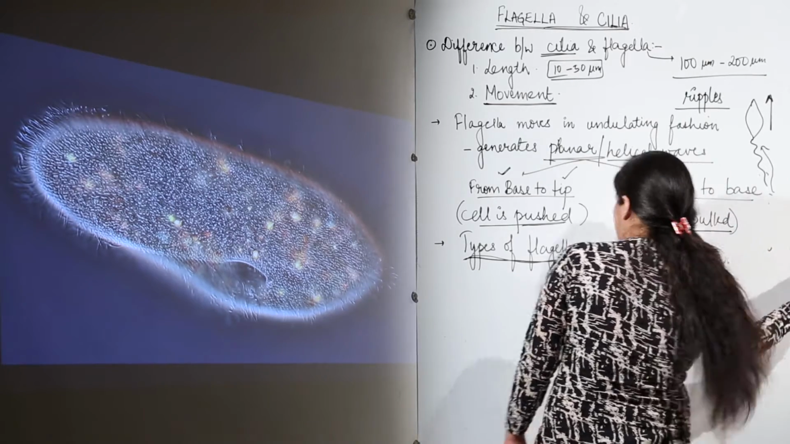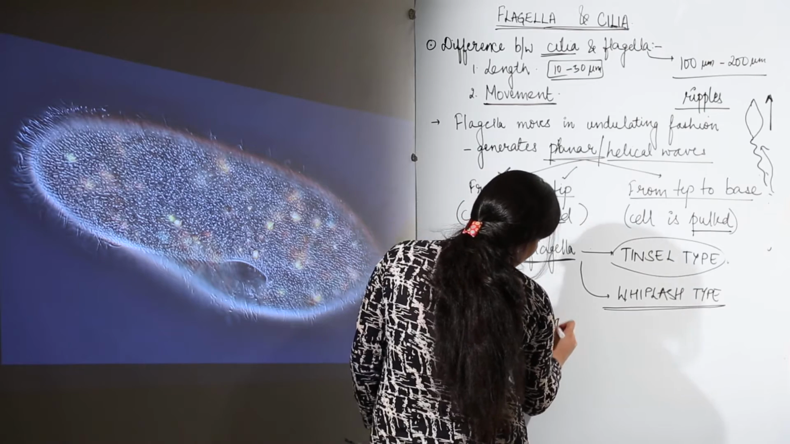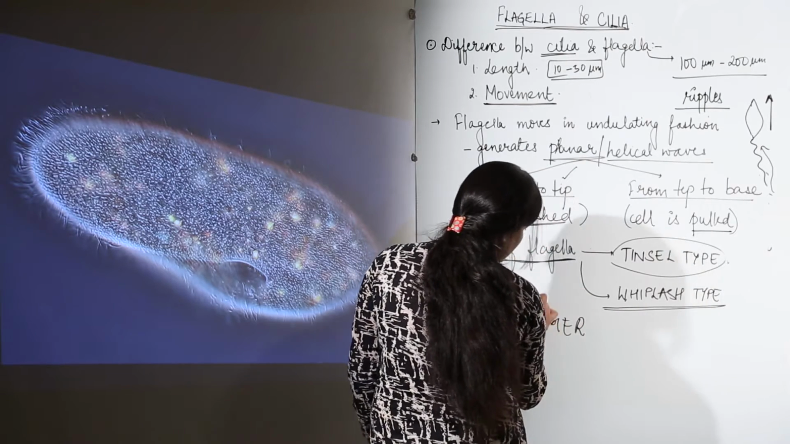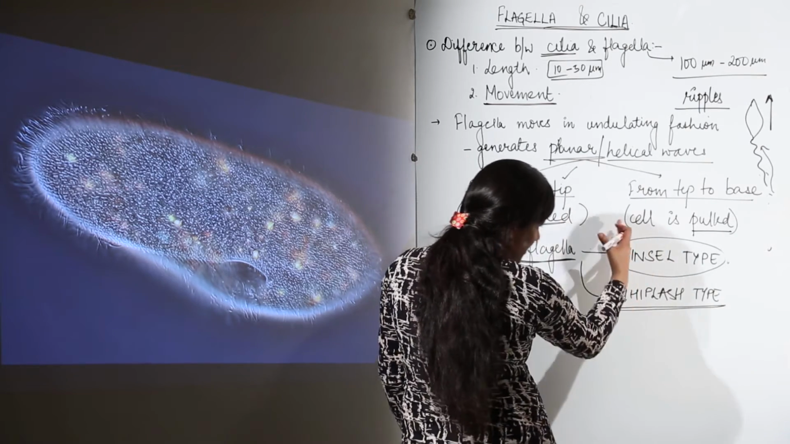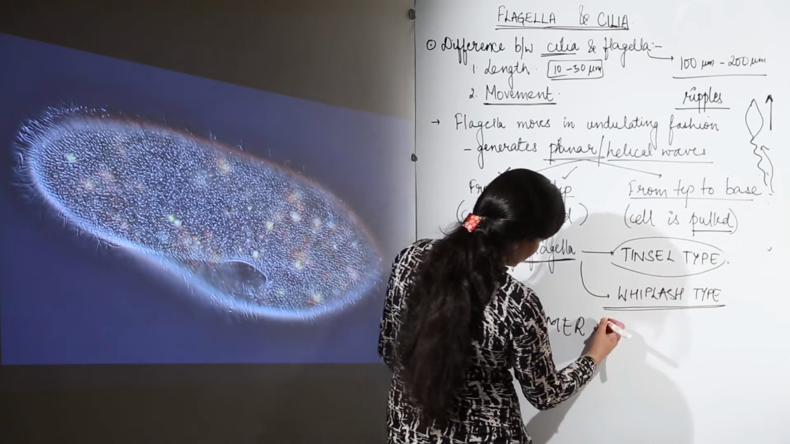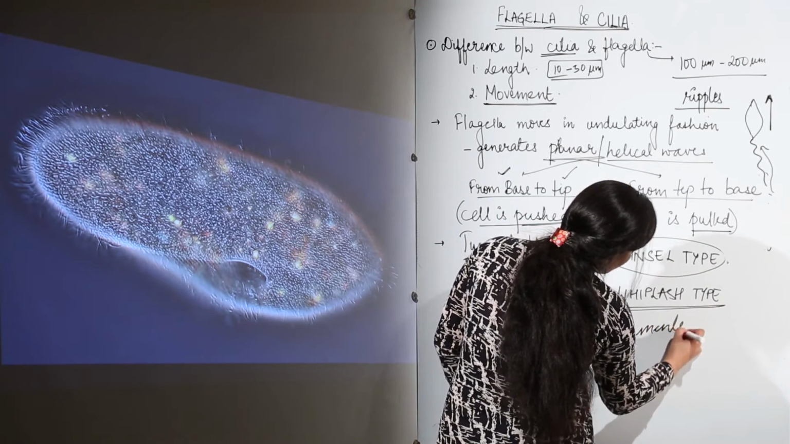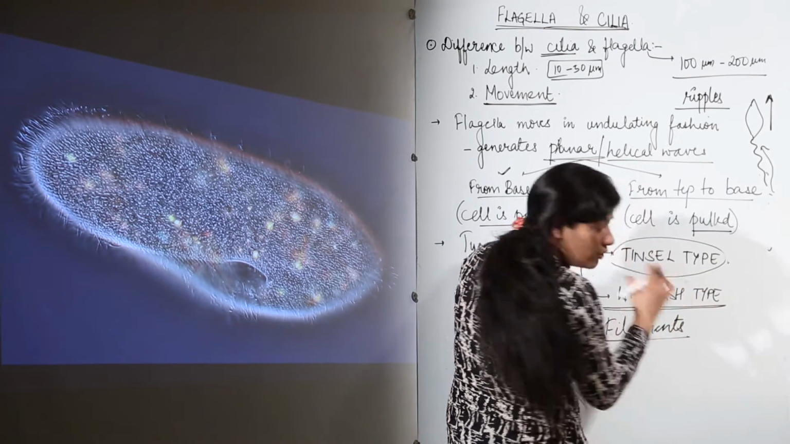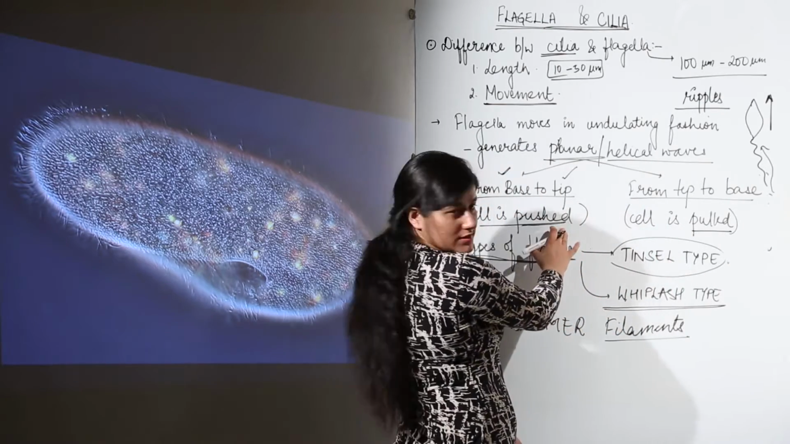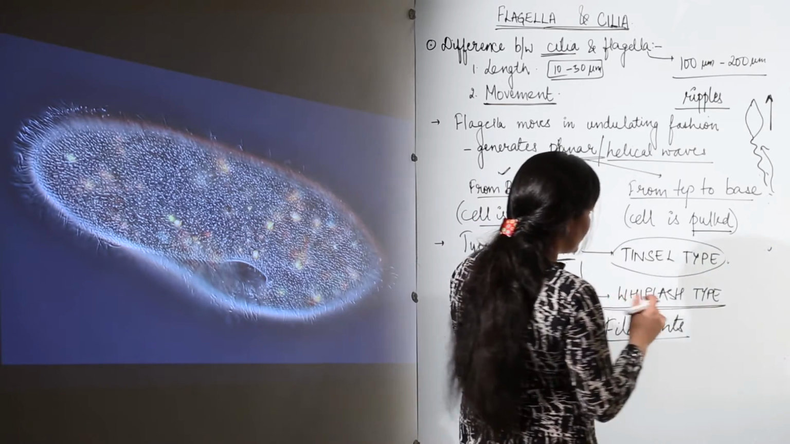I would write over here because this is a term you need to remember, because this is the basic character that brings about this classification, that flagella can be classified into tinsel type and whiplash type. The flimmer filaments are responsible for a type of movement which is opposite to this, that the cell, when it has to be pushed, it would be pulled. Now try to understand it.